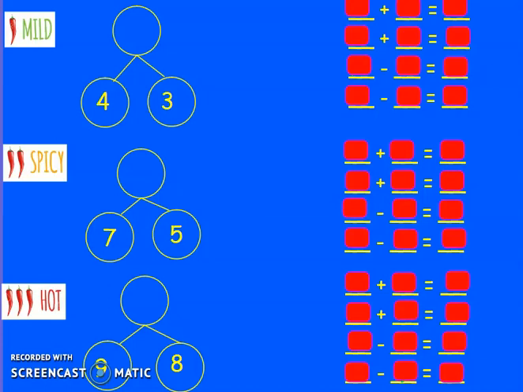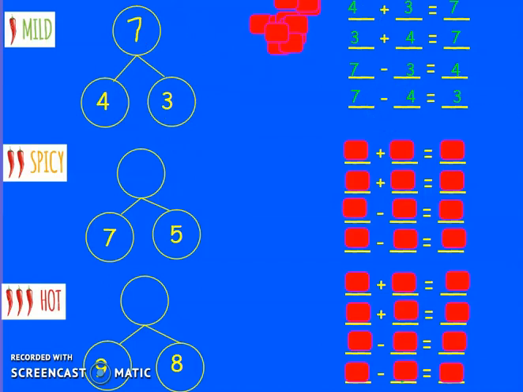Welcome back, Year 3. I hope you've had a go at these challenges in your book. Let's have a look at the mild one together. 4 add 3 equals 7. Did you write the fact family? Tick off your answers as we go through. You should have got 4 add 3 equals 7, 3 add 4 equals 7, 7 take away 3 equals 4, and 7 take away 4 equals 3. You can see that the fact family uses just these 3 numbers to do the addition and subtraction sums.